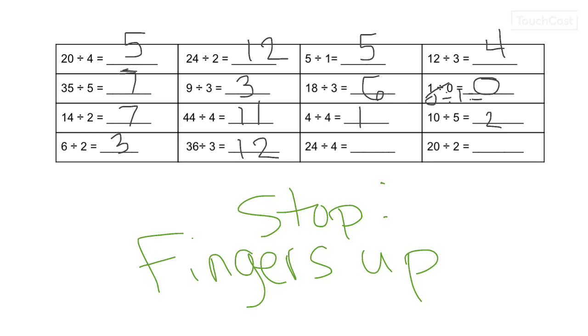4 till we get to 24. 4, 8, 12, 16, 20, 24. Stop. How many fingers? 6. Last one. 2 till we get to 20. 2, 4, 6, 8, 10, 12, 14, 16, 18, 20. Stop. How many fingers? 10. So hopefully you were able to follow along. I hope you got most of them correct.